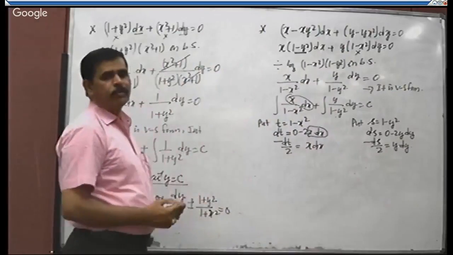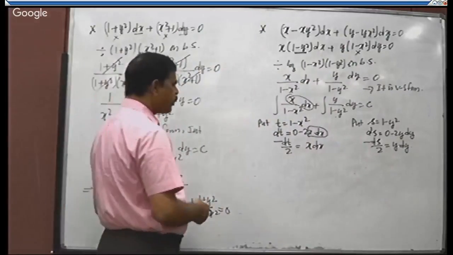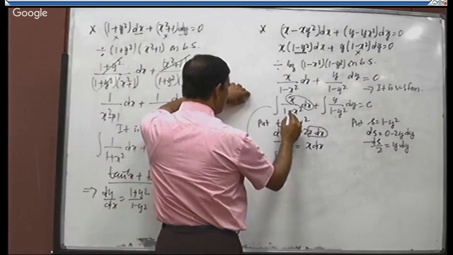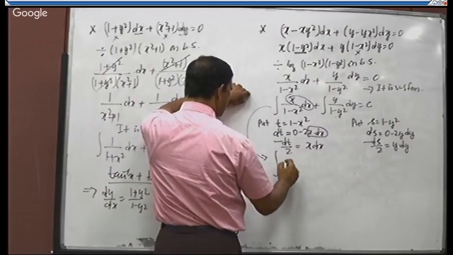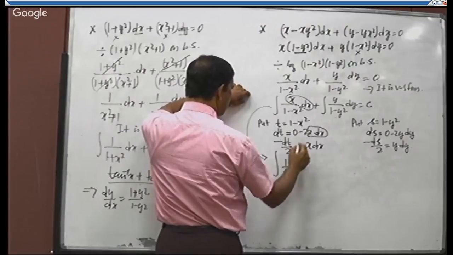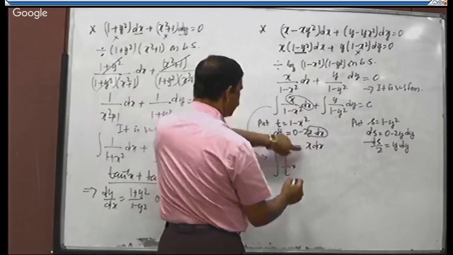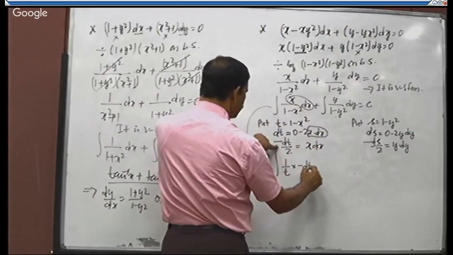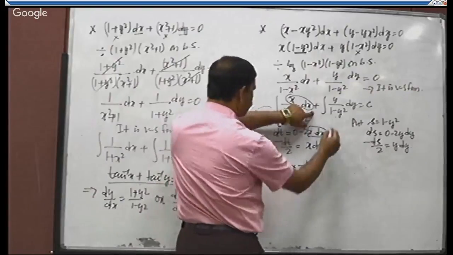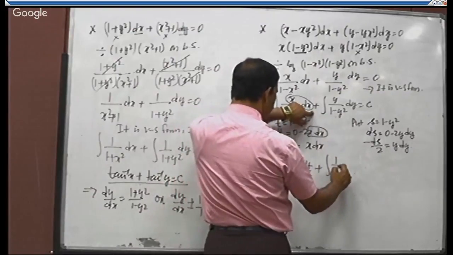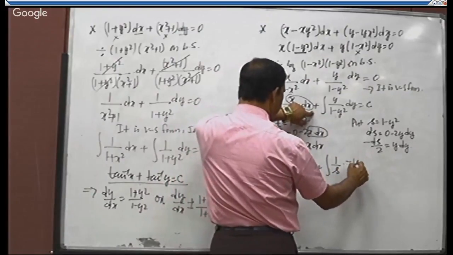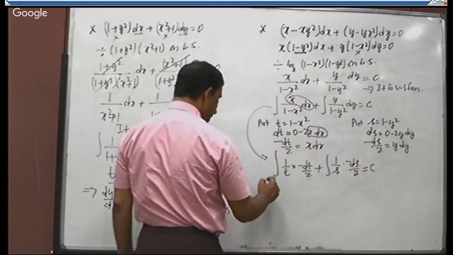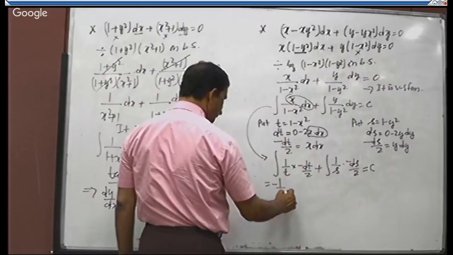The whole problem will be in other variables. This problem becomes: integration of 1 by t into x dx can be taken as minus dt divided by 2, plus here also integration of 1 by s into minus ds divided by 2 is equal to c. Right? You take minus 1 by 2 outside.